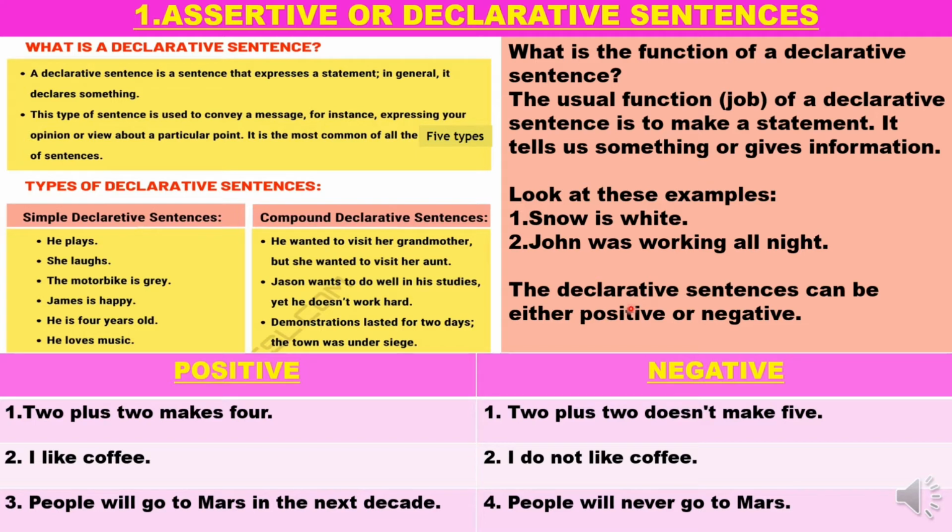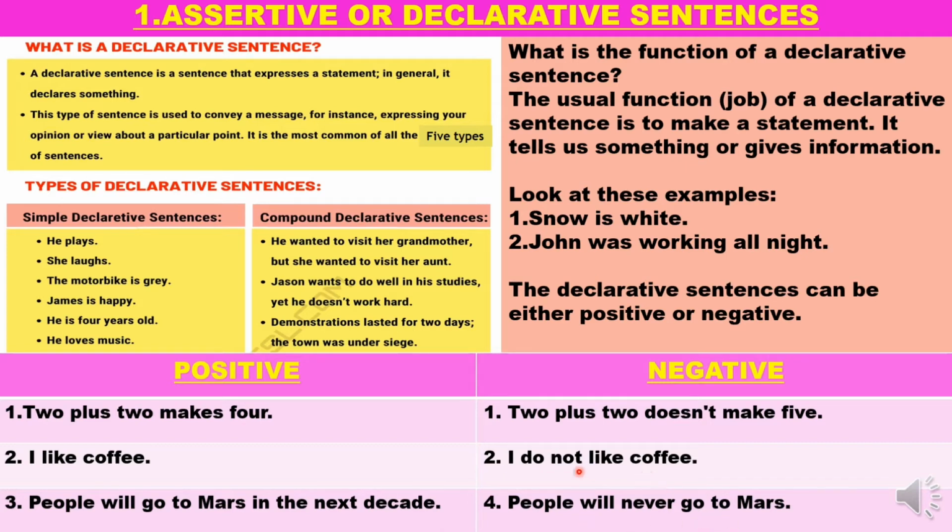Declarative sentences can be either positive or negative, based on the meaning. You can see here, 2 plus 2 makes 4, that is a positive sentence. The negative of that sentence, 2 plus 2 doesn't make 5, is a negative sentence. I like coffee is a positive sentence. I do not like coffee is a negative sentence. People will go to Mars in the next decade is a positive sentence. People will never go to Mars is a negative sentence.